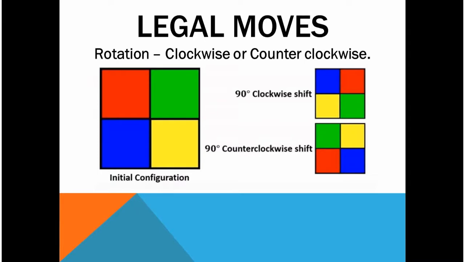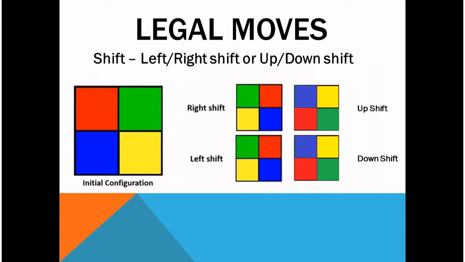Some of the legal moves of the game: one of them is clockwise or counterclockwise. As you can see here, the clockwise shift shifts everything 90 degrees to the right, and the counterclockwise shift shifts all the colors 90 degrees to the left. Another legal move is shifts. You can shift it left, shift it right, shift it up, or shift it down.